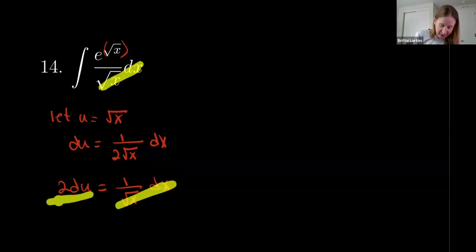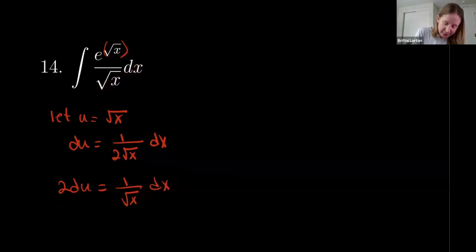And so that whole thing can be replaced with the 2 du. So this turns into the integral of e to the u times 2 du. I'm going to highlight it. I know that's a lot going on. Let me highlight it one more time. So if you didn't catch that, watch this really quick.